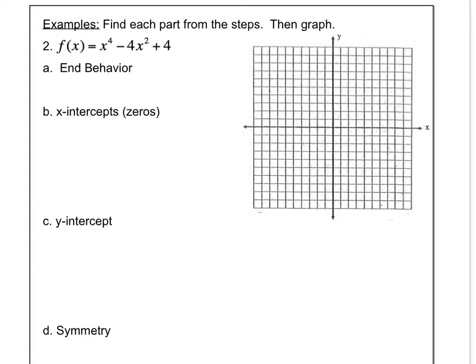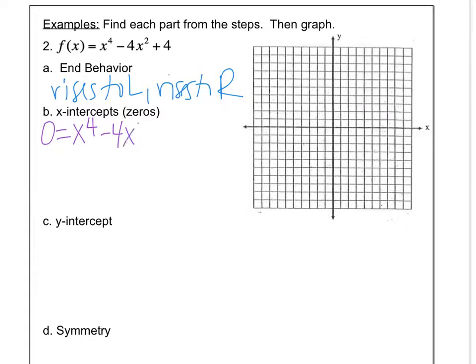Alright, so we decided because it's even and it's positive, it's going to rise on both, right? Rises to left, rises to right. How do I find the x-intercepts? Set it equal to 0. It's like finding the zeros. This is where you have to remember a little something from chapter 1. The u squared thing? This is a u problem because it's to the 4th power.